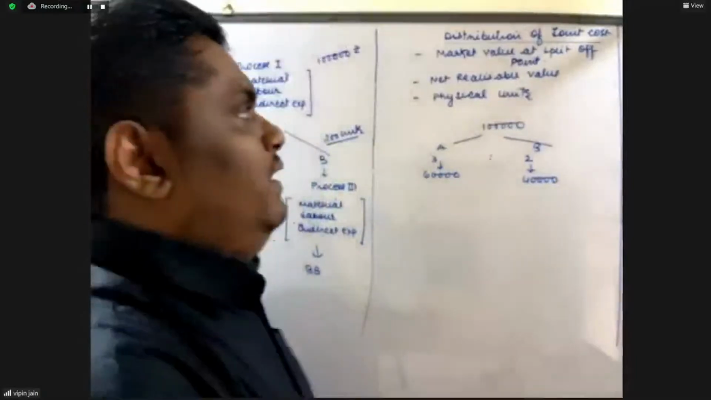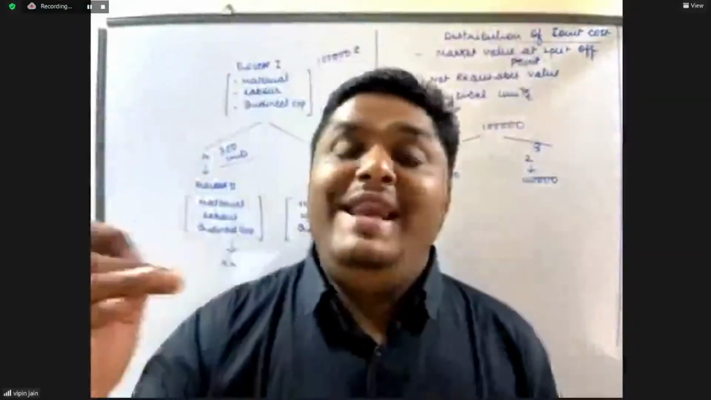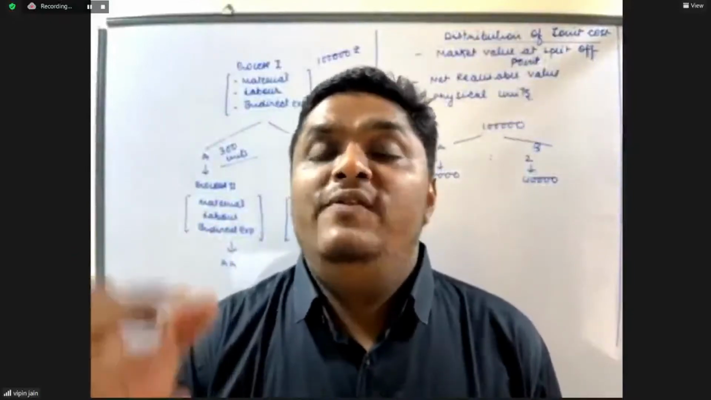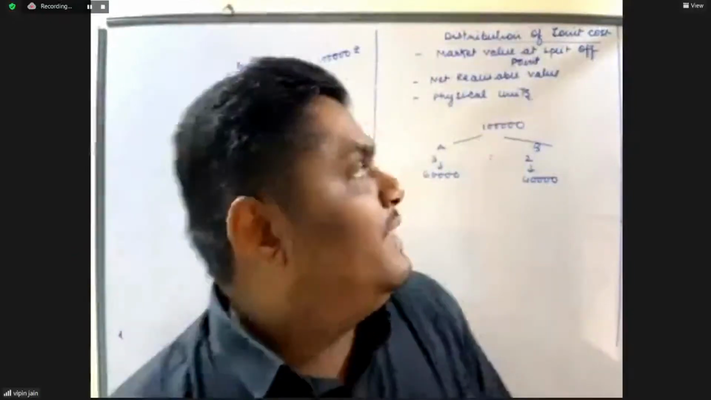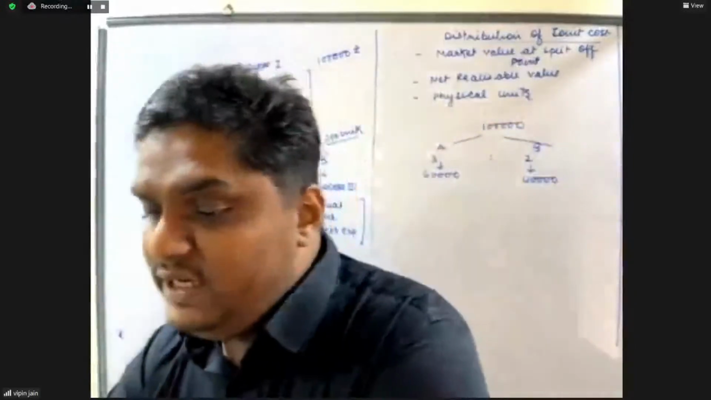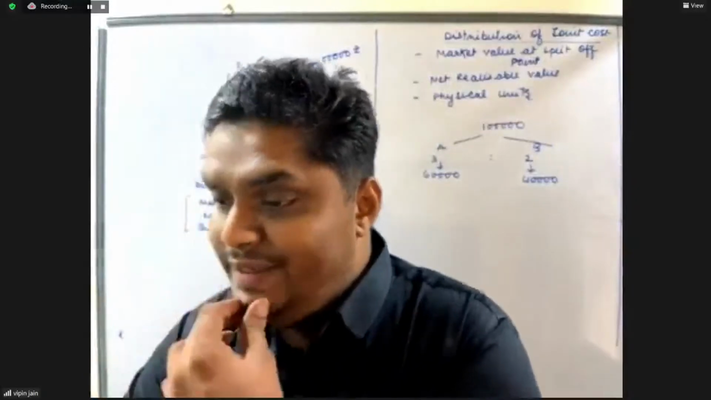So if we cannot calculate net realizable value because some information is missing in the question, then we'll distribute the joint cost in the ratio of physical units. If you guys have any doubts, then please post your query.